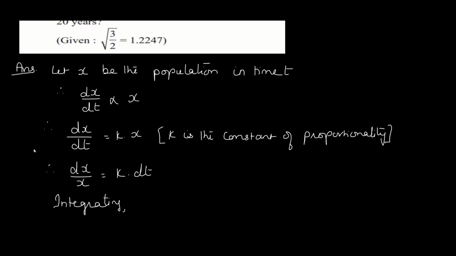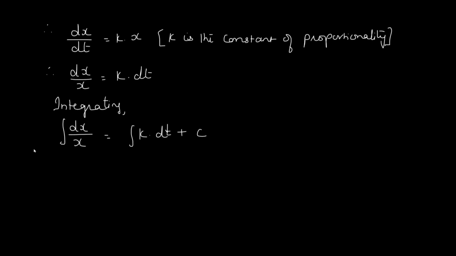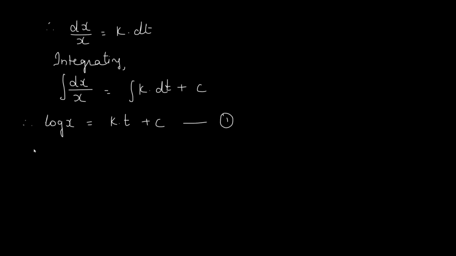So integrating, we are going to get integral dx upon x is equal to integral k into dt plus c. Then in the next step we find the integral values, therefore we get log x is equal to k into t plus c. Say this becomes our equation 1. Now in this case we will not be converting this logarithmic equation into an exponential form, but we will be continuing this way now. Pay attention to how we are doing now.